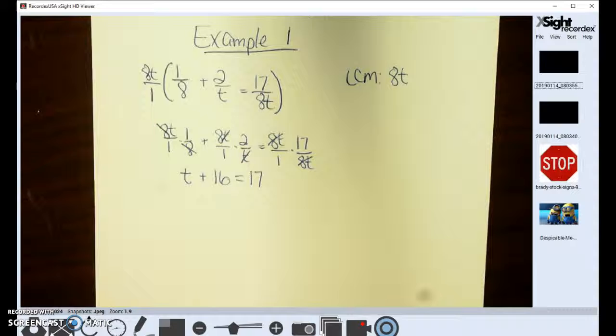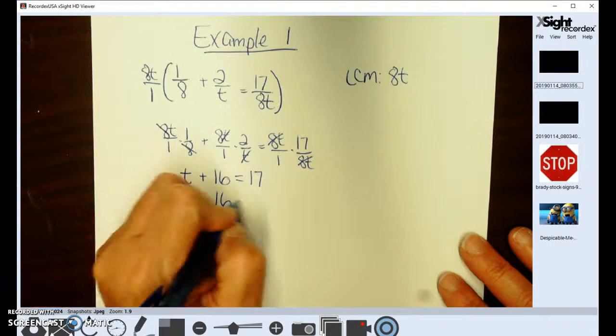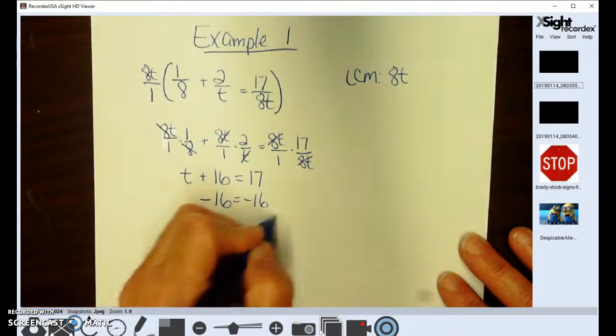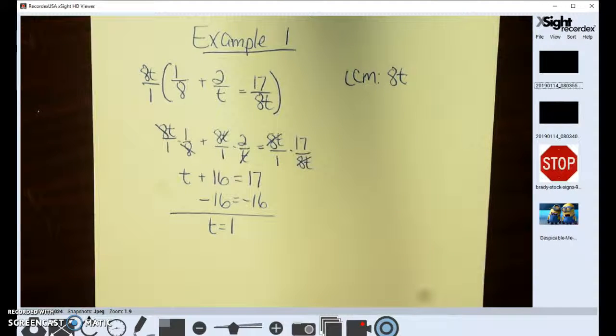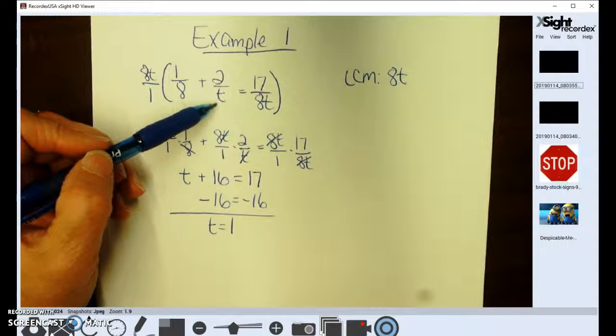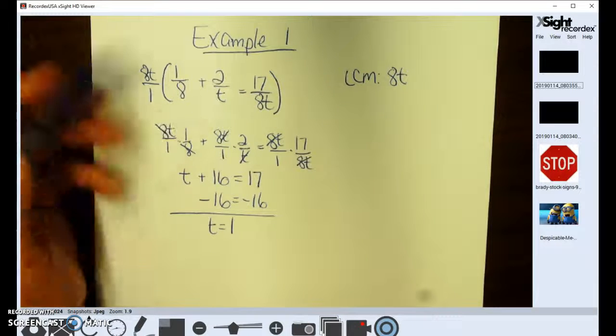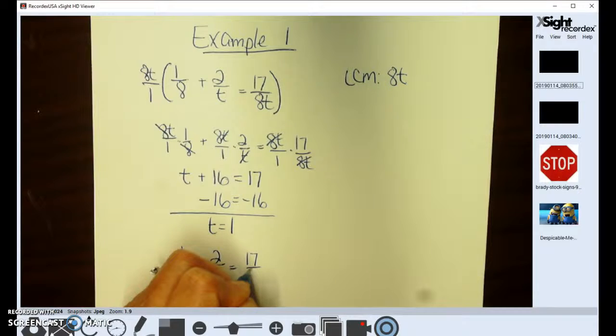So now I've taken this equation that had all these awful fractions, and I've turned it into something that is just a one-step equation. How do I solve for t? I'm just going to subtract 16 from both sides. So there's minus 16 here and minus 16 here. And when I do that, I get t equals 1. I'm always going to go back to my very original equation and plug in 1 for t. So I have 1 over 8 plus 2 over 1 equals 17 over 8 times 1.